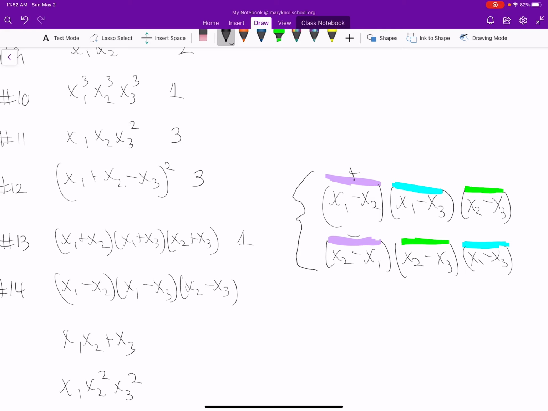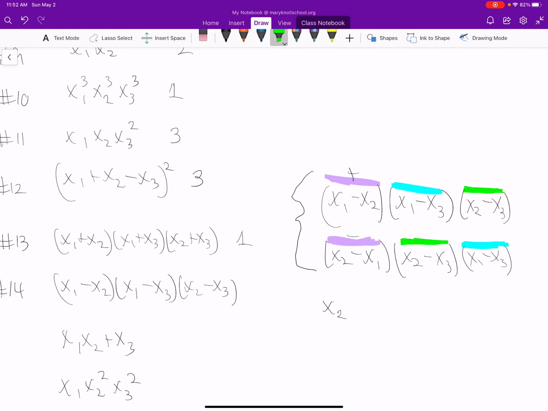1 goes to 2, 2 goes to 3, and 3 goes to 1. So x1 is going to be x2. So then I'm looking here. x1 is going to be 2. I'm adding 1 on each one. So minus x3. So here 2 goes to 3.